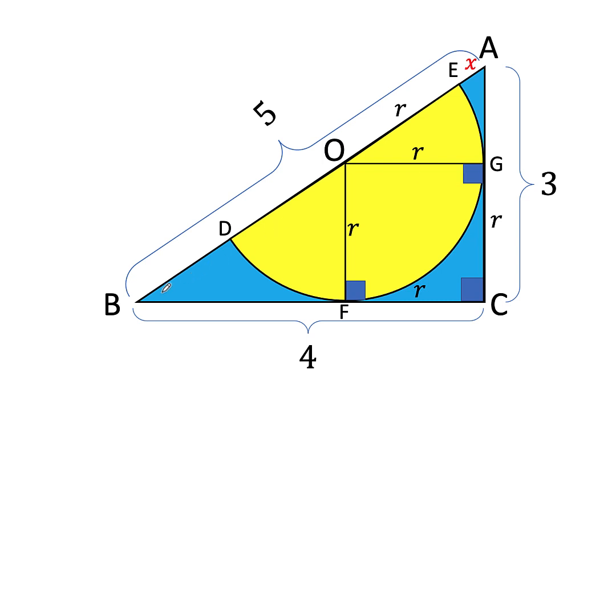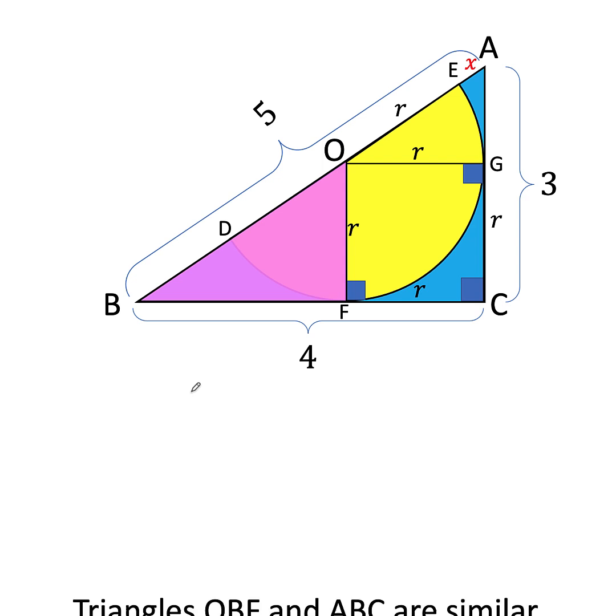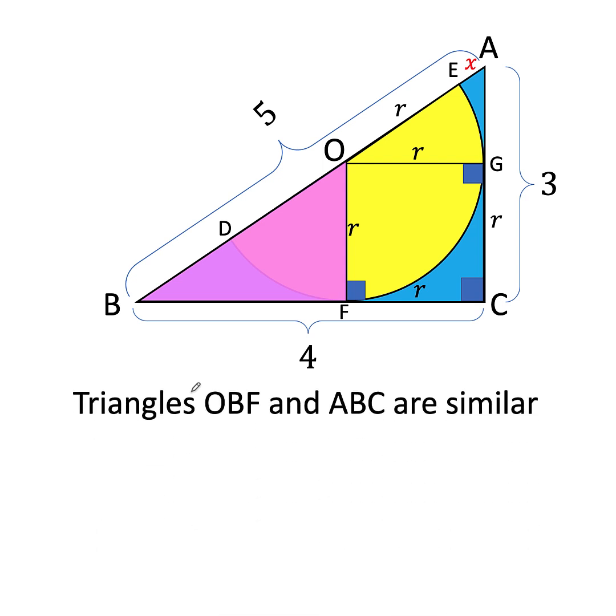Next, let's consider triangle OBF. And this pink triangle is similar to the big triangle ABC because angle B is common to them. We have here a right angle and we have here another right angle. And this angle here is congruent to this angle because OG and OC are parallel and AB is a transversal. So we now say that these two triangles are similar triangles.